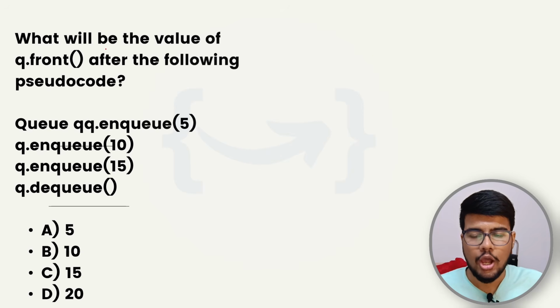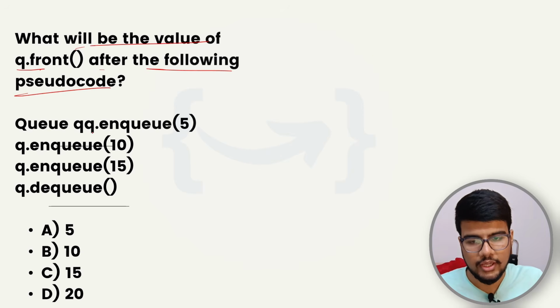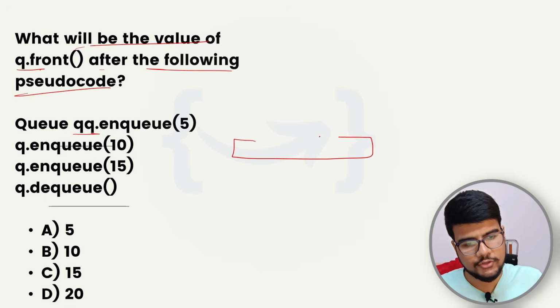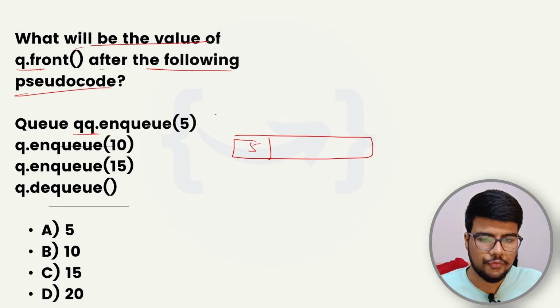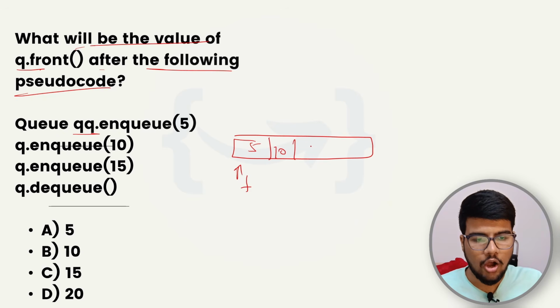Without wasting time, what will be the value of Q front after the following pseudocode? Okay, enqueue, great. So I know that in the queue, we are enqueuing 5 at the very beginning. So front would be here. Now 10, now 15. I know that rear is pointing here.